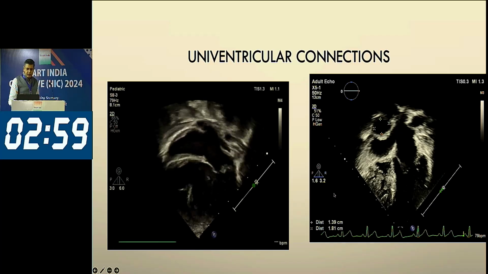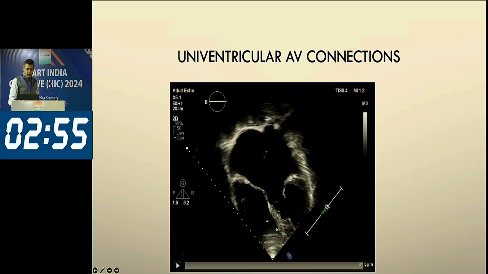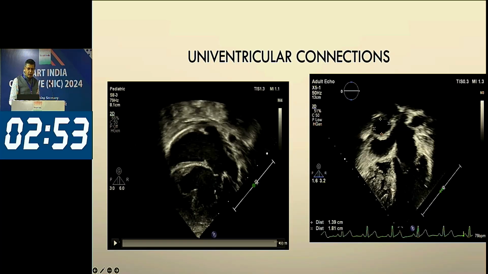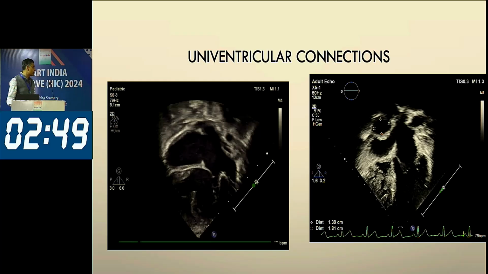Univentricular AV connections. Univentricular AV connections mean that one of the connections is absent, just as in this case, the right-sided connection is atretic, whereas the left side opens into the left ventricle. So this is tricuspid atresia. This is another picture where the tricuspid valve is atretic, but this is an absent connection, and this is an imperforate valve.